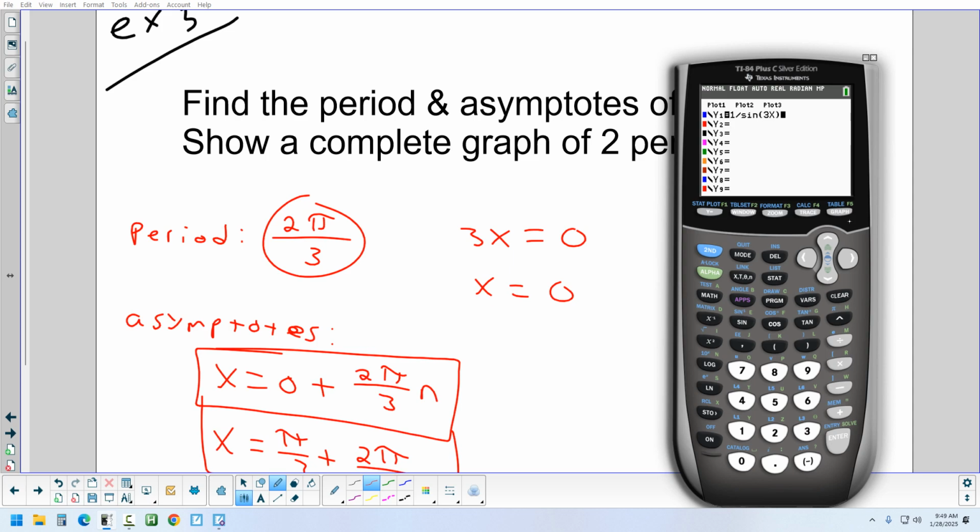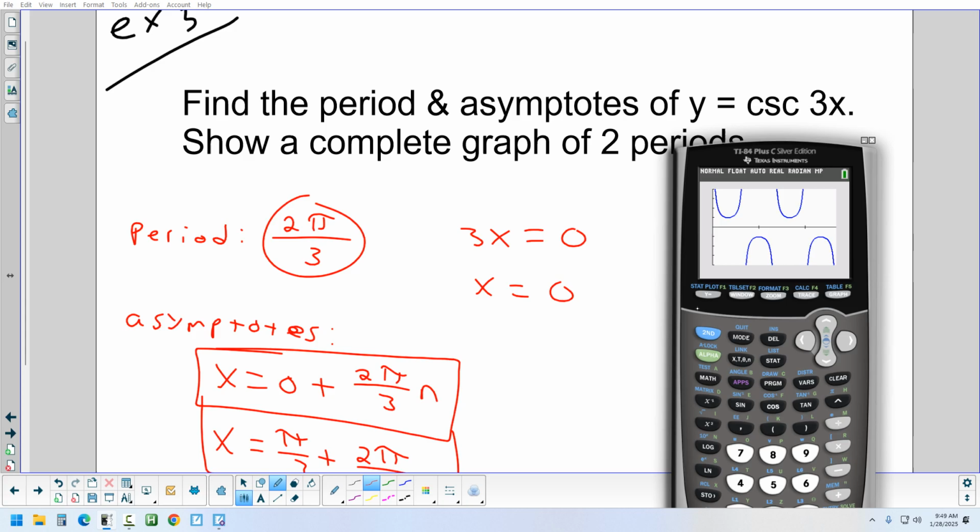And we've got to set our window to be 2 cycles wide. So let's go 4 pi divided by 3, and it'll change it to a decimal for me. All right, so let's see if we get 2 U shapes and 2 N shapes. So that's a half cycle, that's a full cycle, that's 1.5 cycles, and that's 2 cycles. Perfect. So there's your complete graph.